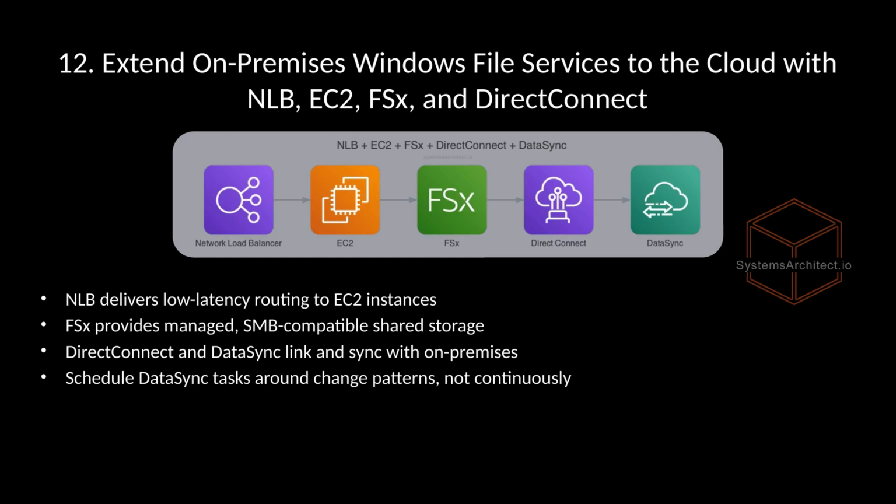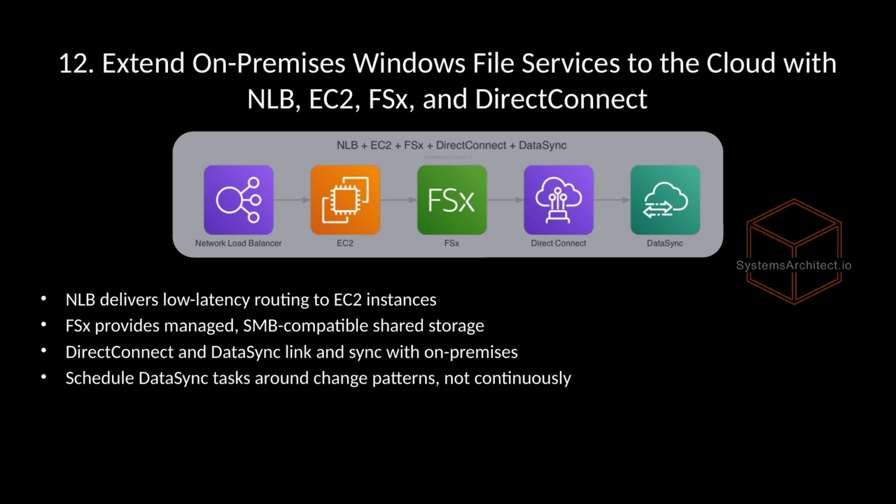12. Extend on-premises Windows file services to the cloud with NLB, EC2, FSx, and Direct Connect. Not every migration can start from zero. Plenty of organizations have Windows-based applications and file shares that need to keep working as they do on premises, just with cloud-scale infrastructure behind them.